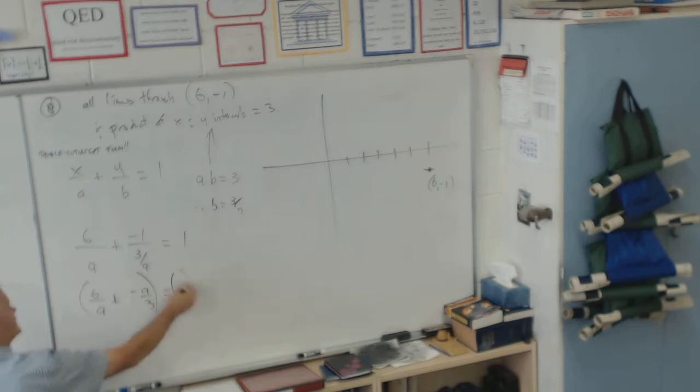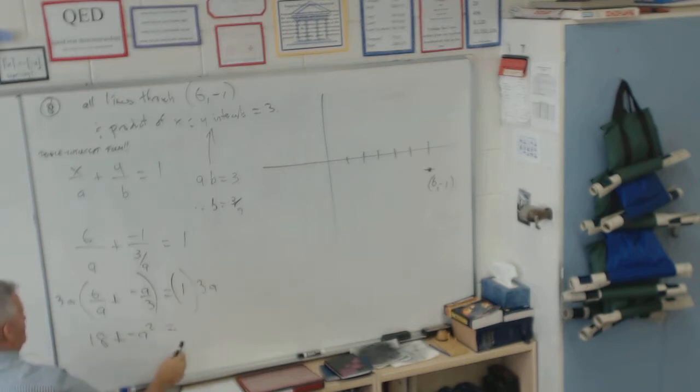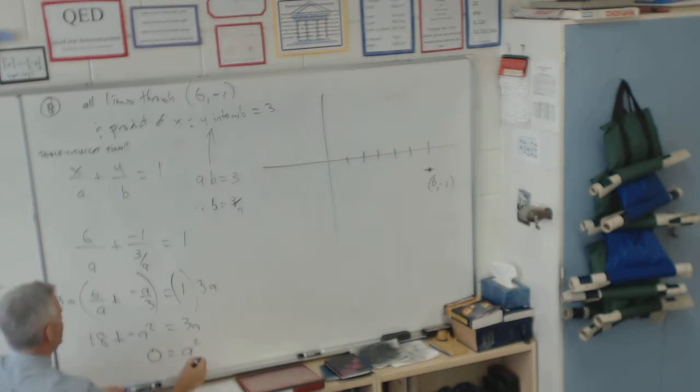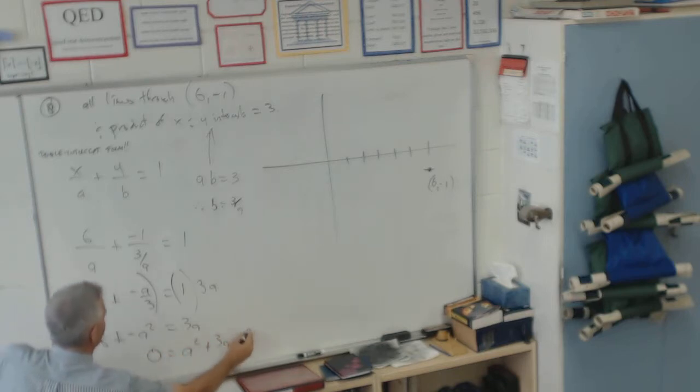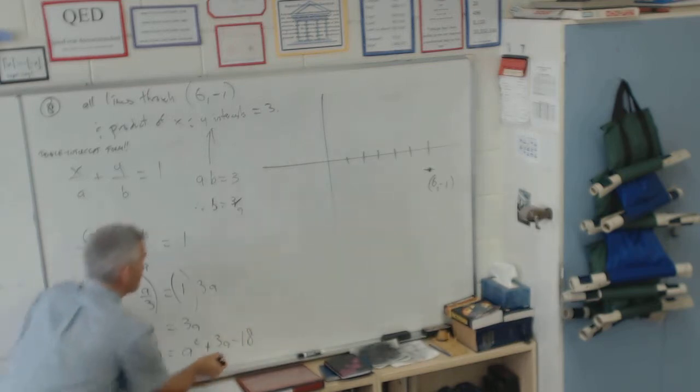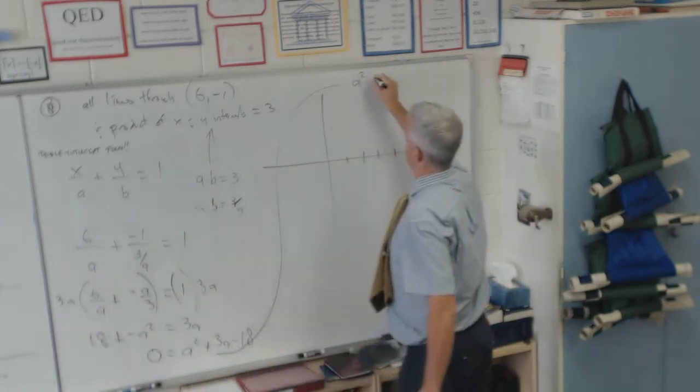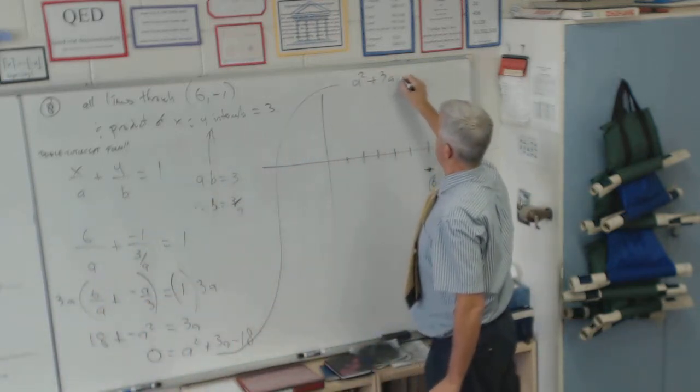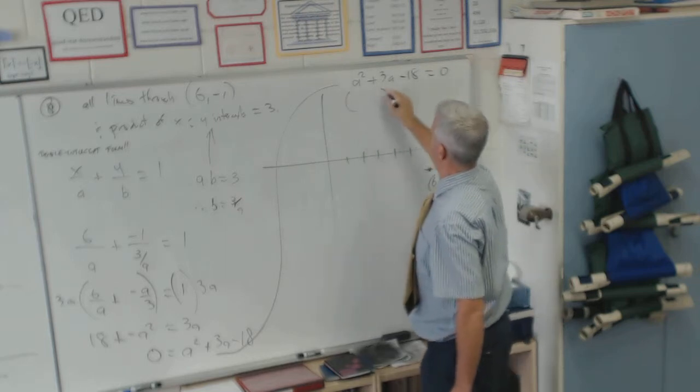A times 3. Awesome. So multiply by a times 3, and it gets us 18 plus a, negative a squared, equals 3 after that. This is quadratic. Move the a squared over. We have a squared plus 3a minus 18 equals 0. That factors into what?